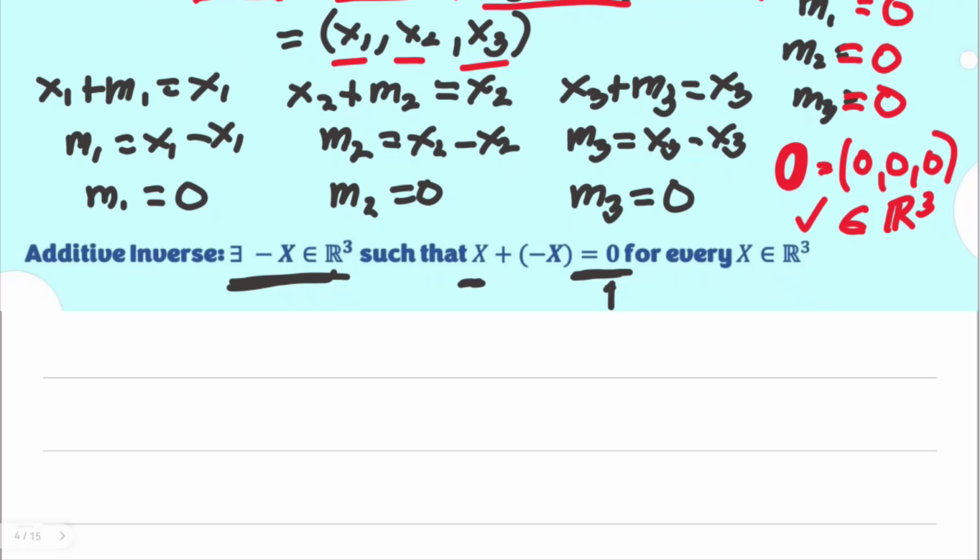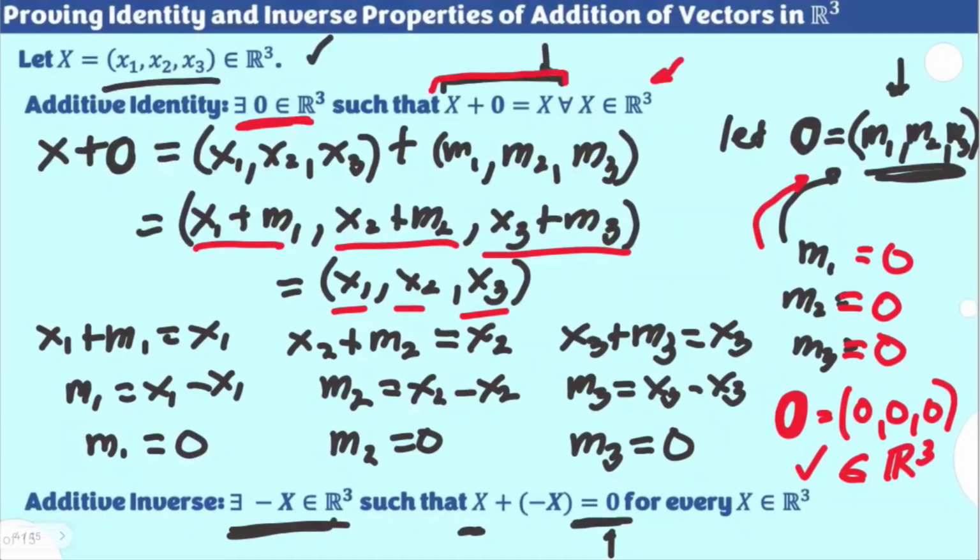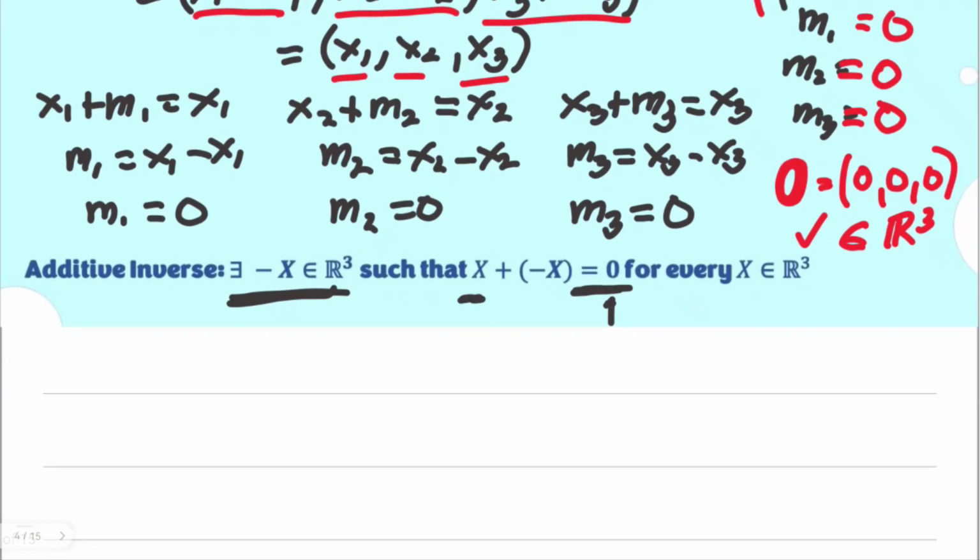And this is true for every x. We'll have here a certain inverse for a specific vector. Unlike our zero vector or the additive identity, it works for all x's in R3. This time, for every x in R3, there is a specific form of its inverses.